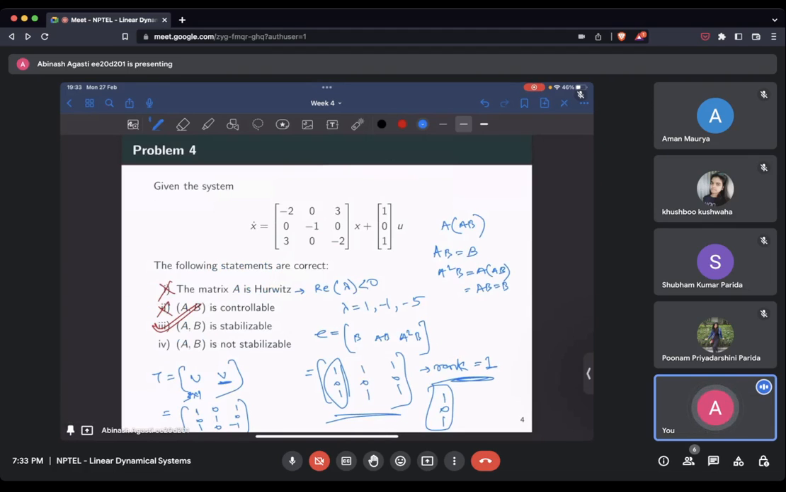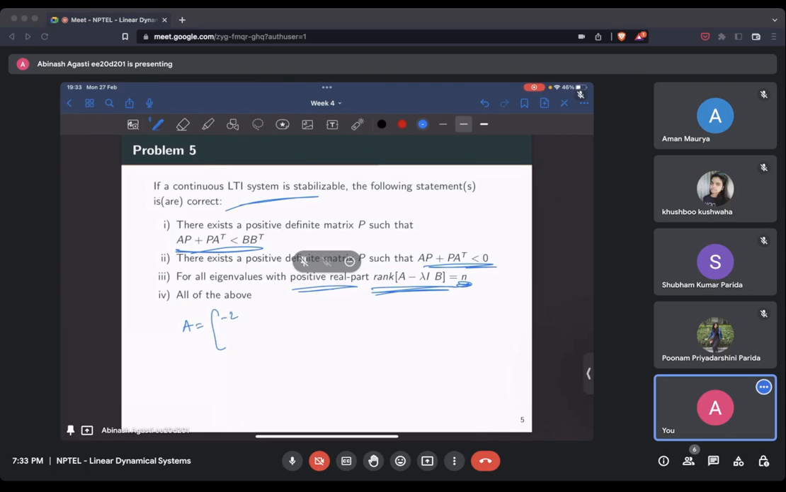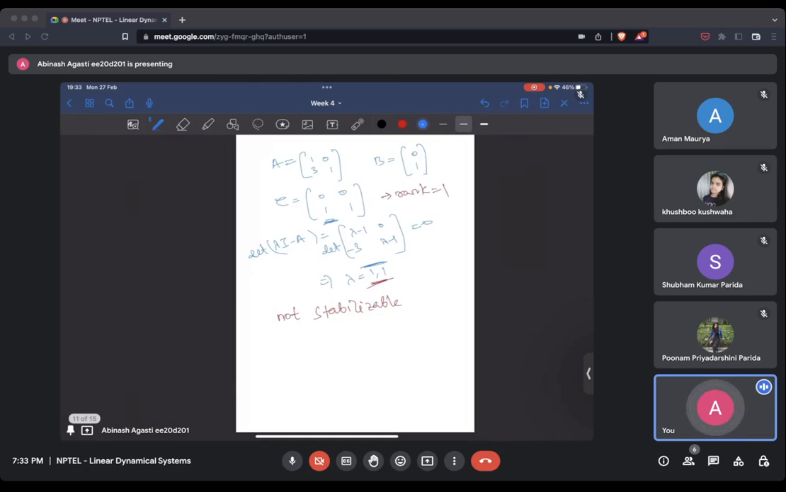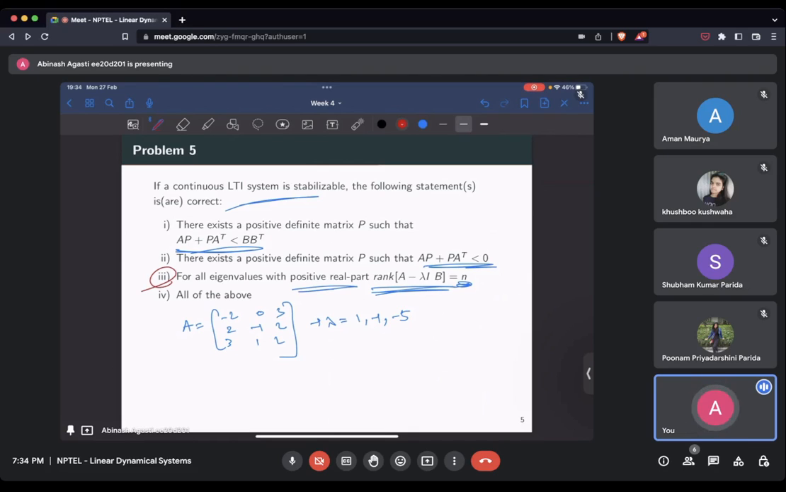We had this A. One minute, I'll write it down. 0 3 by 2 minus 1 2 3 1 2. So what were the eigenvalues of this? 1, minus 1 and minus 5, right? Lambda equal to 1, minus 1, minus 5. So let's try this particular case. By the way, all these three are equivalent tests for stabilizability.